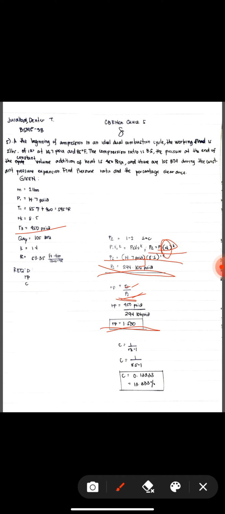So next is our C, the clearance. So C equals 1 over rk minus 1. So C equals 1 over rk of 8.5 minus 1. So C equals 0.1333 or 13.333%.